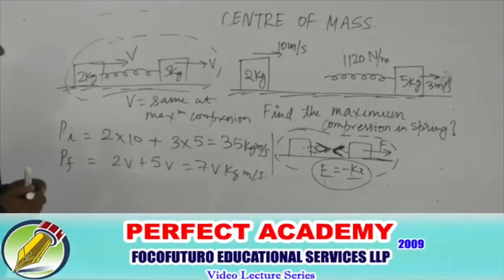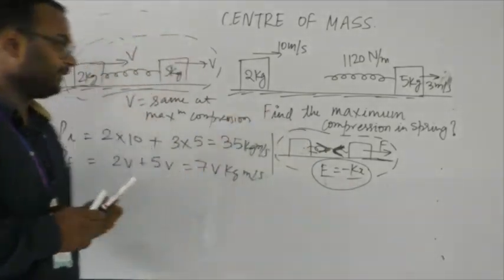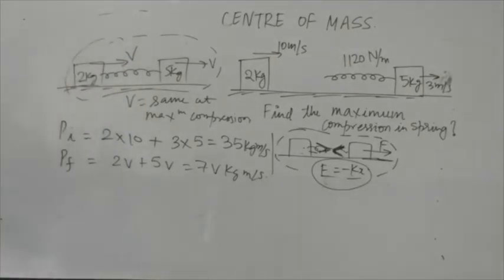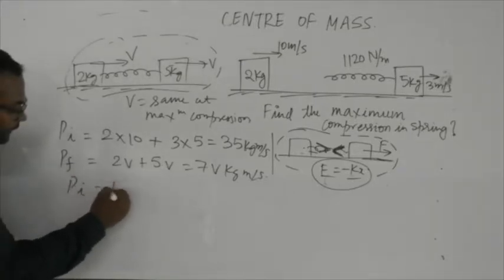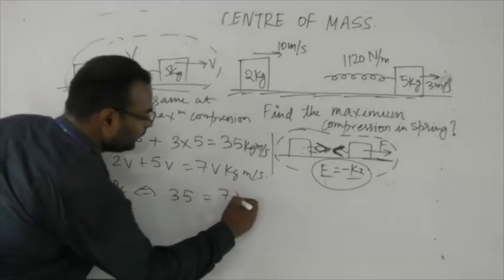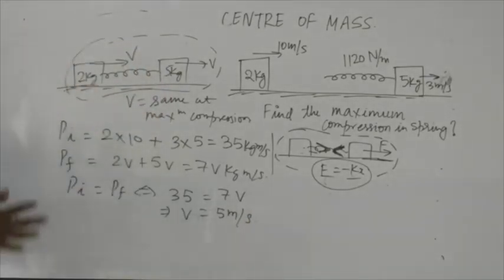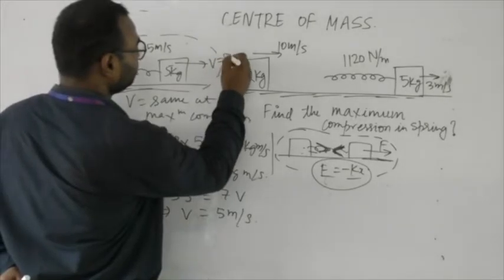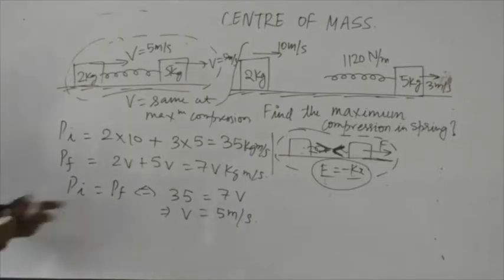Now, spring force is an internal force, so for the system, you write Pi equals Pf. From here you will get 35 equals 7V. That means V is 5 meter per second. That means at the time of maximum compression, this V is 5 meter per second.